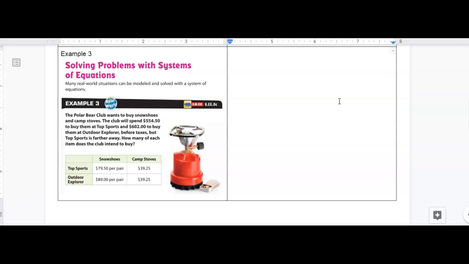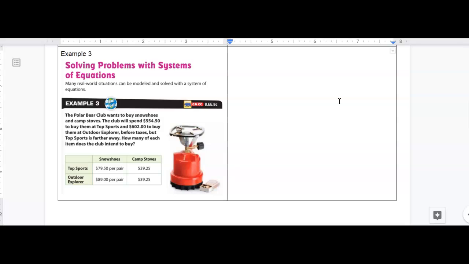Okay, so this whole unit is about solving problems that deal with systems of equations. As soon as you hear the words systems of equations, that means that I need to come up with two equations with two variables and then solve them. Many real world situations can be modeled and solved with a system of equations.